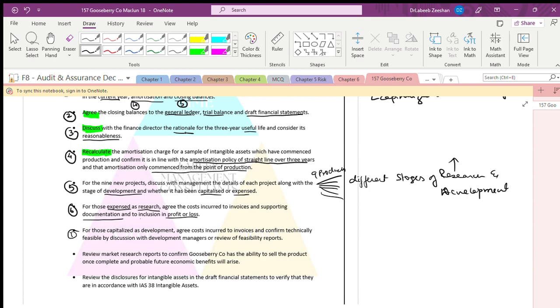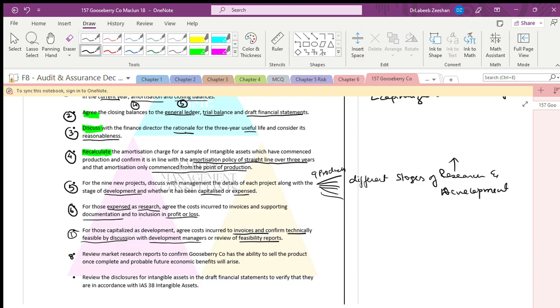For that which is capitalized as development, agree to the invoices, and we have to get technical feasibility by discussion. If somebody has to approve whether it is capitalized, on what basis are we going to capitalize it, and with whom do we discuss? We are not discussing with the directors. We are discussing with the development managers, and reviewing the feasibility reports.